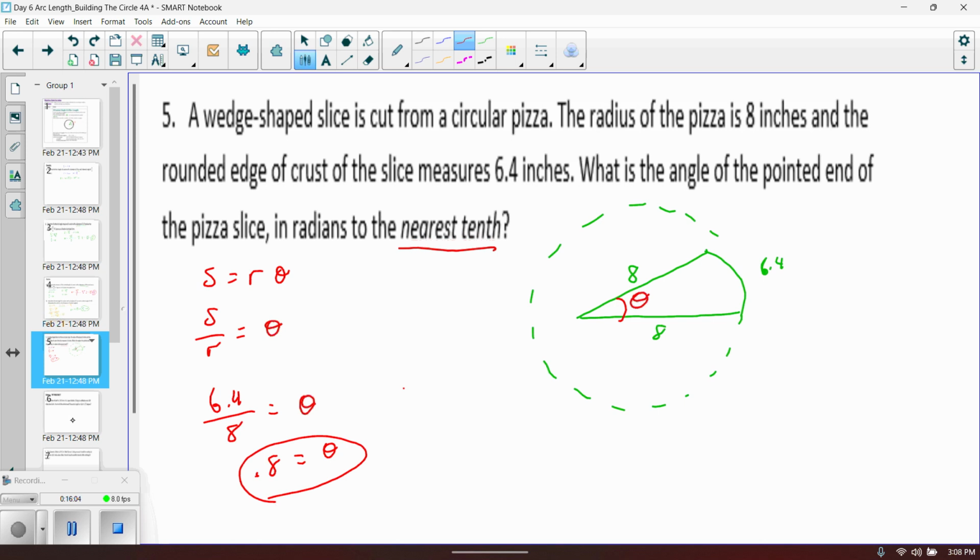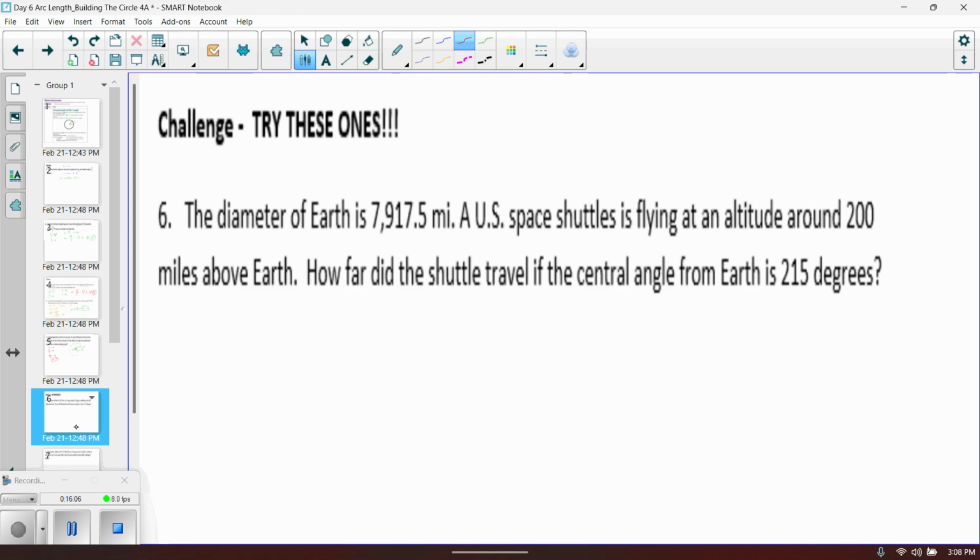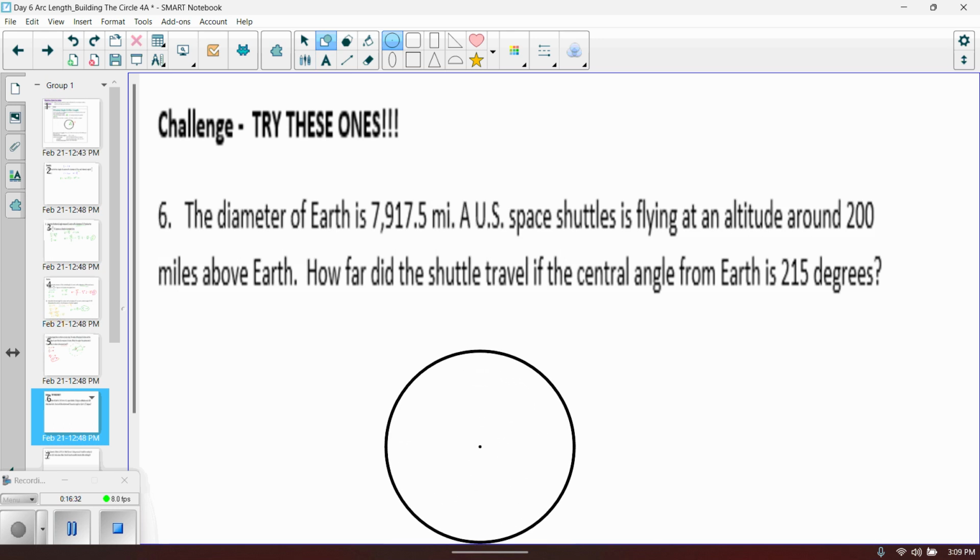All right, moving on. Number 6. Oh, this is a good problem. So it says that the diameter of the Earth is 7,917.5 miles. A U.S. space shuttle is flying at an altitude around 200 miles above the Earth. How far did the shuttle travel if the central angle from the Earth is 215 degrees? All right, so let's draw ourselves a nice little Earth here.